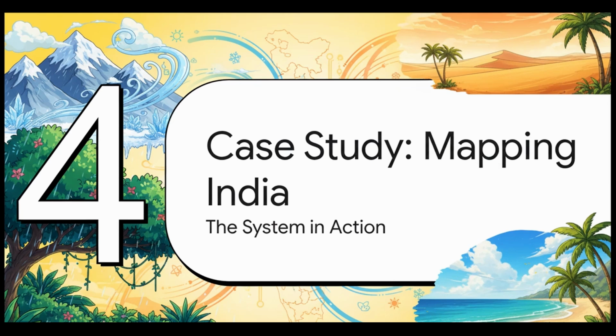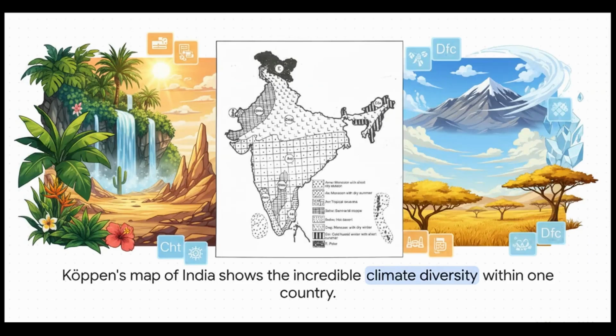Now, to really see the power of this system in action, let's zoom in on one country that has an absolutely incredible range of climates. Let's take a look at India. Wow, just look at this map. It really shows you how many completely different climate zones can be packed into one country right next to each other. It's pretty amazing. The system is so detailed it can capture all this variety.